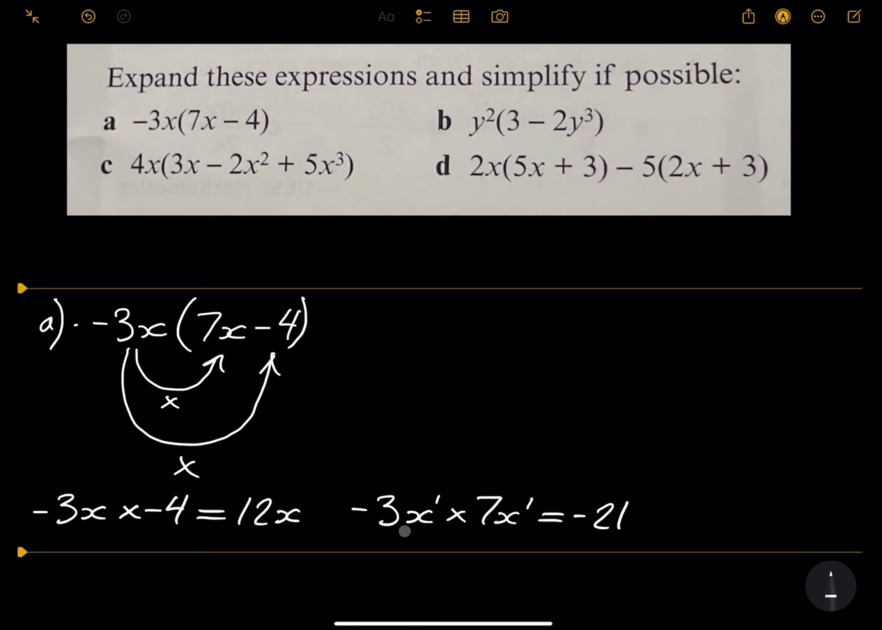And now we have to deal with the x's. So with the x's, we use the laws of indices. So x to the power of 1 multiplied by x to the power of 1 gives x raised to the power 1 plus 1, and this gives us minus 21x squared. So the final answer to this for part A would be minus 21x squared plus 12x.